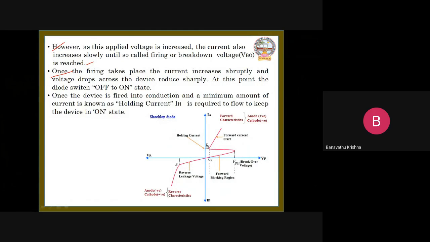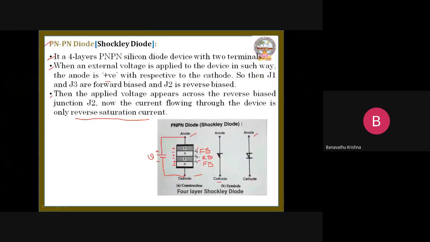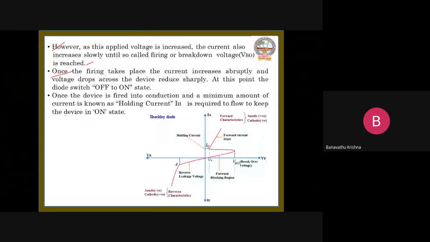So at this point, the diode switches from off to on. Coming to this condition, by applying this forward bias voltage, junction J2 is reverse biased, which means the diode acts in the reverse bias condition, so it is off. By increasing this voltage, a large number of minority carriers are released across the junction, and it reaches the breakover voltage, then the current suddenly increases. There is a sudden change in the current and the voltage drops across the junction.